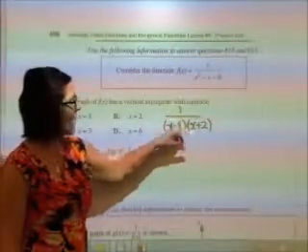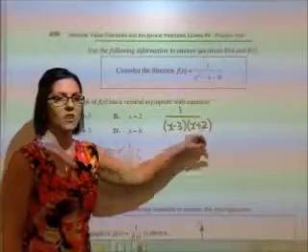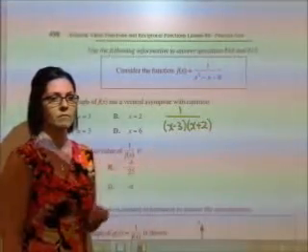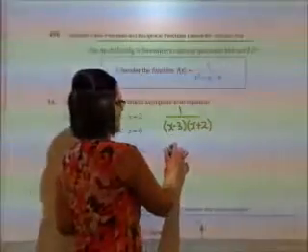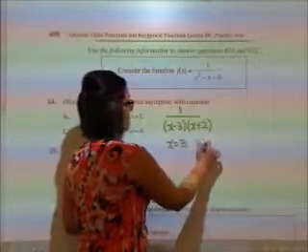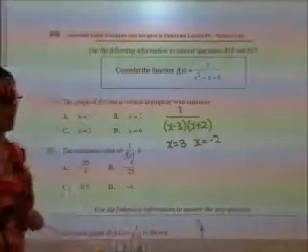So what values are going to make the denominator equal to 0? 3 and -2. So I get x equals 3 and x equals -2. Those are my 2 asymptotes. C is the only one that appears.